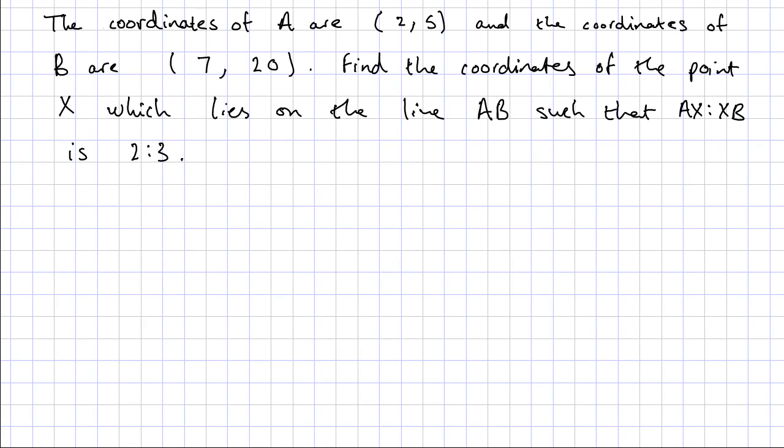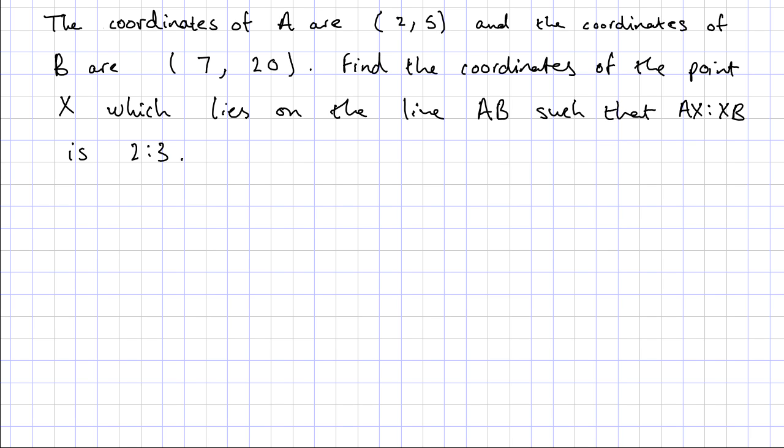In this video, I will show how to find the point of a line after the line has been divided into a ratio. Now we have here the coordinates of A are 2, 5 and the coordinates of B are 7, 20. Find the coordinates of the point X which lies on the line AB such that AX to XB is 2 to 3. Now the first thing you should do is always draw a diagram for this.